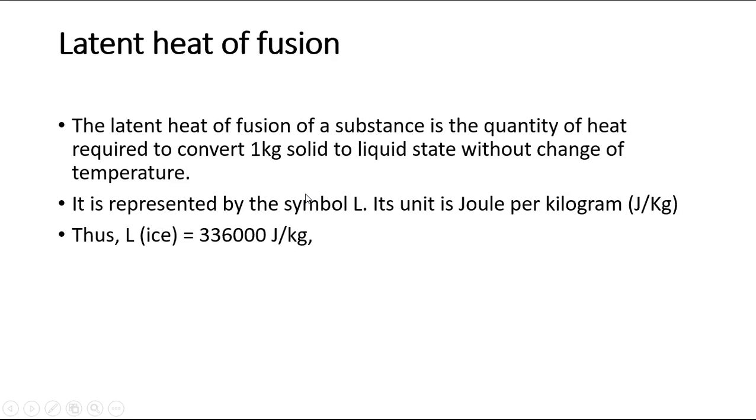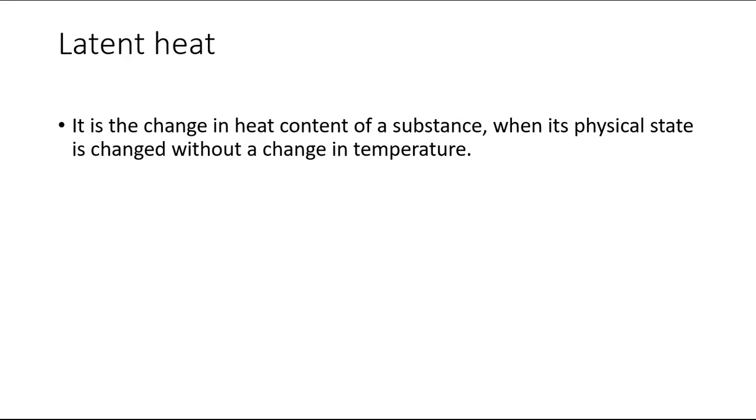Next term is latent heat of fusion. The latent heat of fusion of a substance is the quantity of heat required to convert 1 kilogram of solid into liquid state without change of temperature. So here we can see the latent heat of ice is equal to 3,36,000 joule per kilogram. Next term is latent heat. It is the change in heat content of a substance when its physical state is changed without change in temperature. So latent heat of fusion and latent heat are interrelated terms.